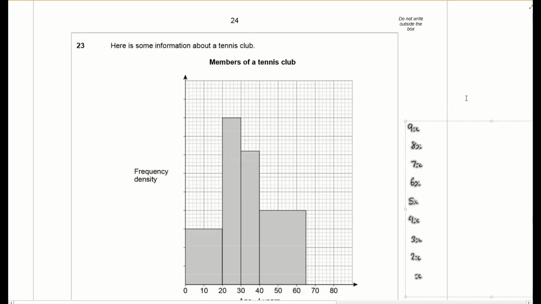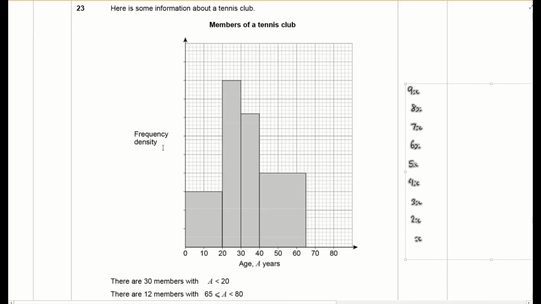Question 23. Here is some information about a tennis club. So we have members of a tennis club, frequency density, and age A given in years. Now, this is a histogram problem because we've got frequency density on the vertical axis. So in a histogram, one of the more important facts about it is that the area of each rectangle represents the frequency of the particular interval. So if I wanted to know how many people are between 0 and 20 years of age, it would be the area of that rectangle there. Between 20 and 30, it would be the area of this rectangle.